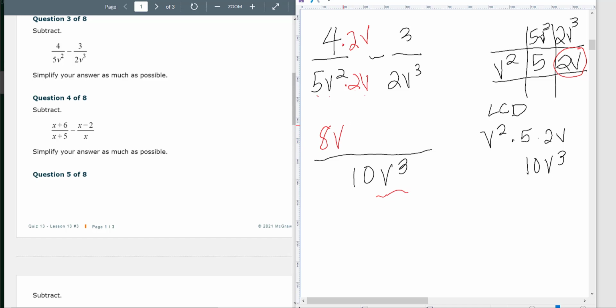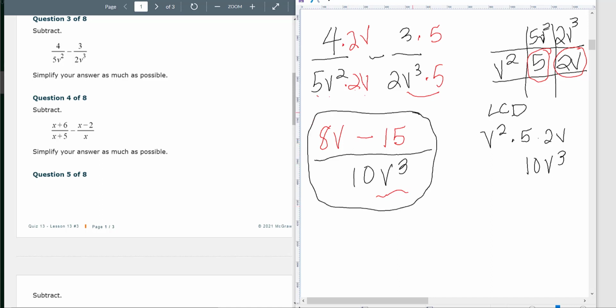The second denominator is only missing a 5, so I'll multiply the bottom by 5 and the top by 5, and that gives me a 10v cubed. So that's going to be minus 15. And again, since 8v minus 15 cannot be factored, there's no way to reduce this fraction. So that's our final answer, 8v minus 15 over 10v cubed.